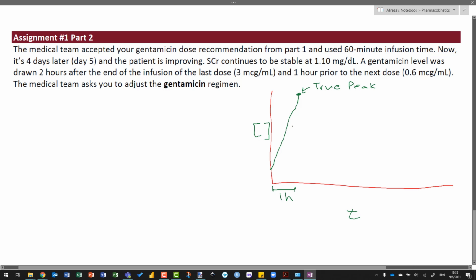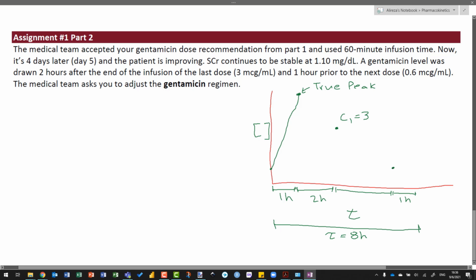And then they're saying that this level was 2 hours after the end of infusion. So it's a 1 hour infusion, and the level that we have is 2 hours later. We'll call this concentration 1, which was 3. And then it said that 1 hour prior to the next dose. So this whole thing is 8 hours, right? Because our tau is 8 hours. So the time for the next dose is right here.